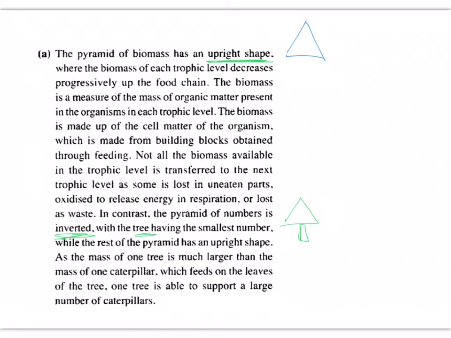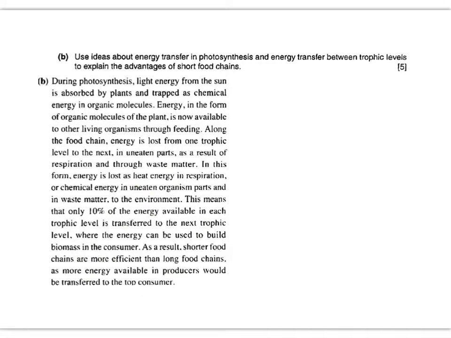You can have some explanation about the bottom building blocks obtained through feeding. And then you can talk about why it decreases at each stage, because biomass available to the next trophic level may be lost in terms of energy. That's how you describe and compare. Part B is actually very specific. They ask for photosynthesis and energy transfer. Light energy from the sun is trapped, so it talks about how it enters the whole food chain, and then talk about how it's transferred and why energy is lost. So these are some things to take note of.